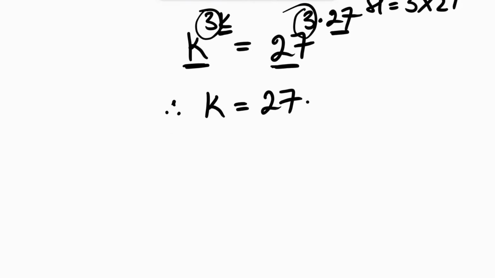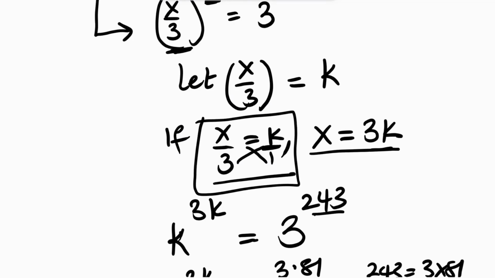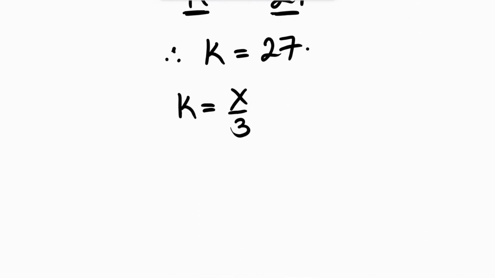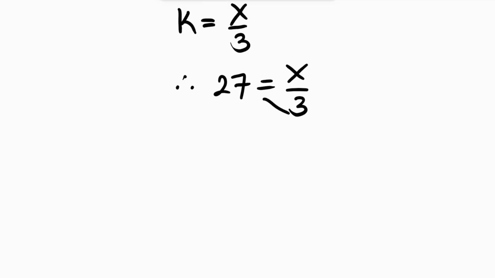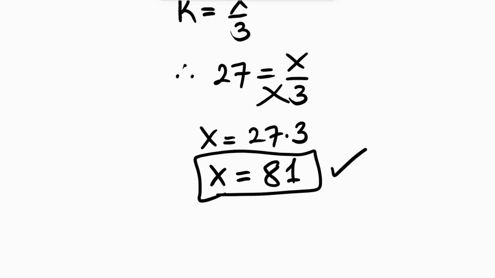But now, we know that our k is equal to what? x over 3 from here. So if k is equal to x over 3, that means 27 is equal to x over 3. And if we cross multiply, our x now becomes 27 times 3. So x is equal to 81. This is our final answer.